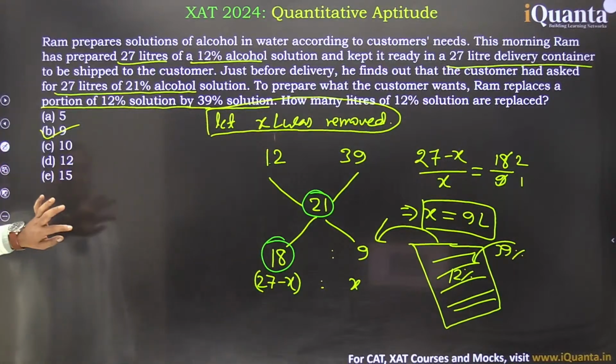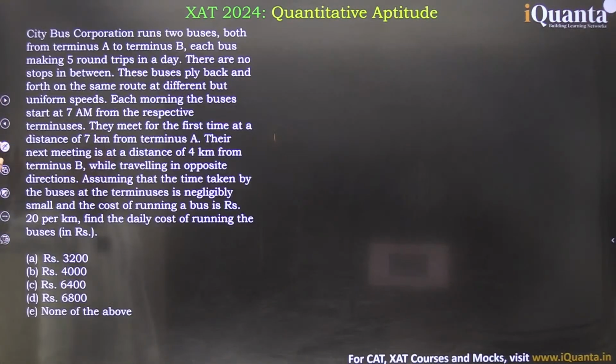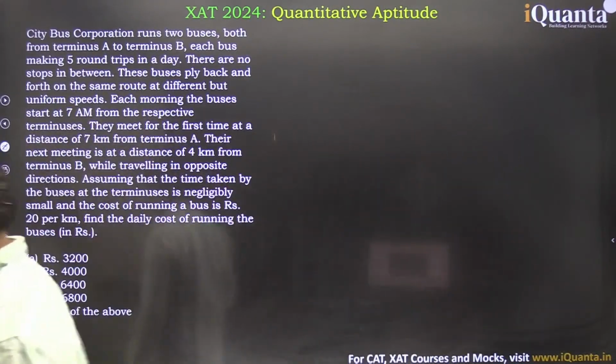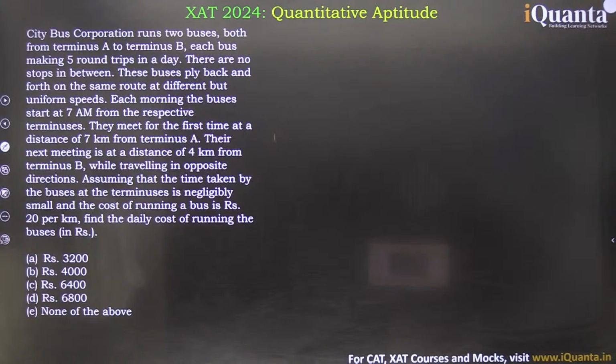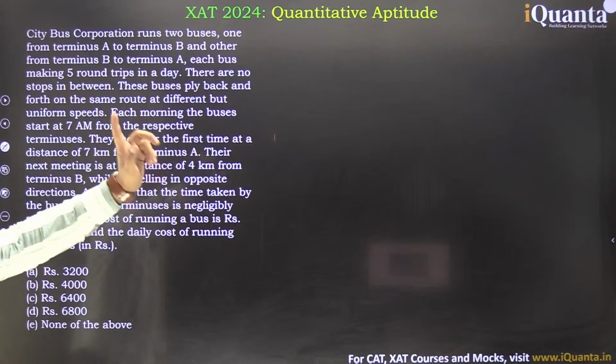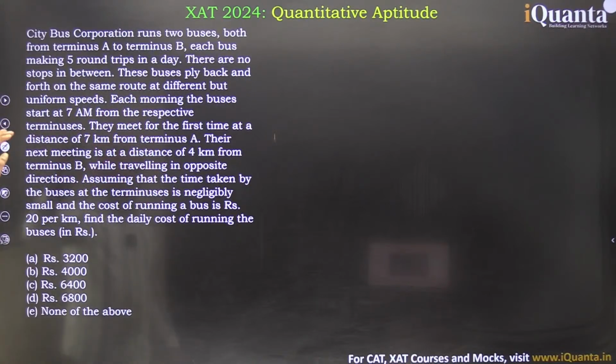Okay, let's try the next question, this one. So this question you can solve in two directions, when two buses are going in the same direction and when two buses are going in opposite directions. The next question is based on when they are going opposite to each other, and in this question they are going towards each other. So you can solve this question taking both the cases, okay.